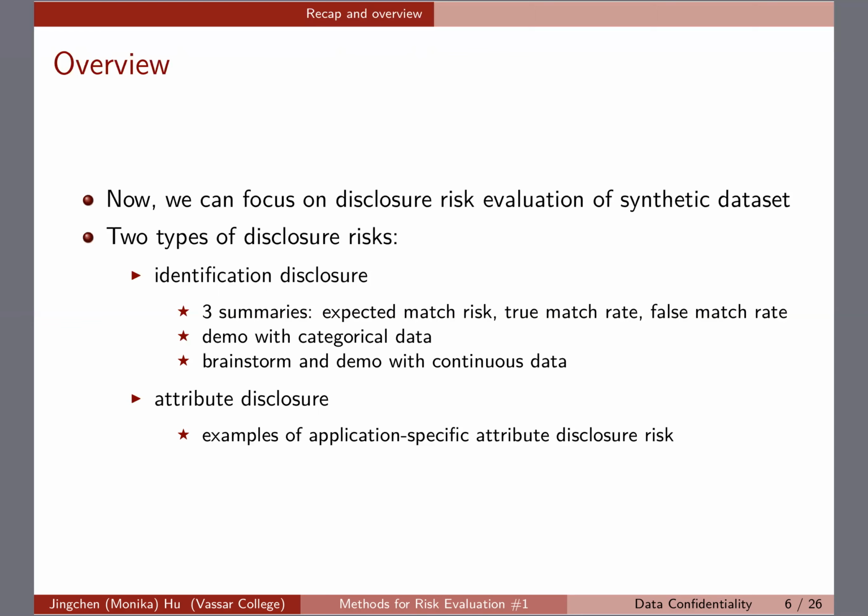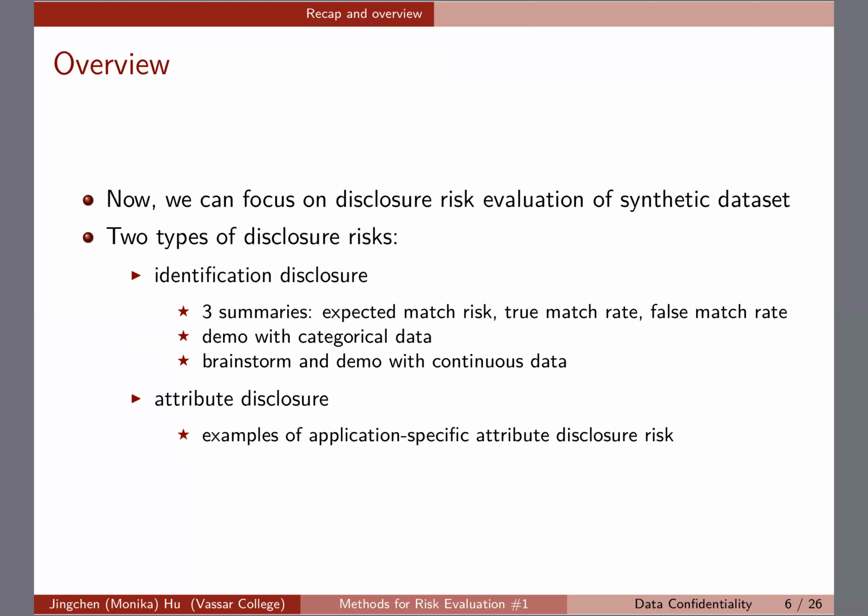So going back, if you remember, we talked about two types of disclosure risk: identification disclosure and attribute disclosure. Identification disclosure is trying to see how likely it is to identify somebody in the file. As you will see, we're going to talk about three important summaries of identification disclosure: expected match rate, true match rate, and false match rate. That's the part that I asked you to read about, and then also use R to compute based on a sample data set I shared with you. So in class, we're going to demo with categorical data. That was the task I asked you to do.